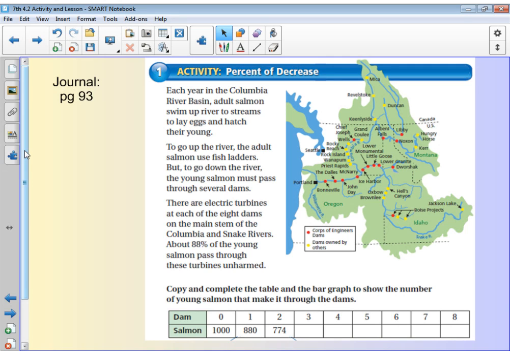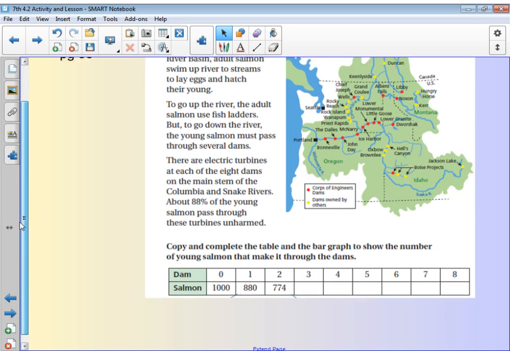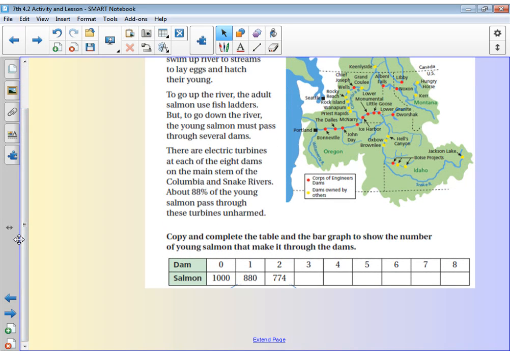We're going to complete the table that's shown below. So let me scroll down so we can see the table a little bit better. Okay, so when we talk about these electric turbines, it's kind of like a big fan that's actually moving water. So as the salmon have to pass through those, some of them are injured and die, but 88% of those young salmon survive. Okay, about 88%. So we're going to go with 88%.